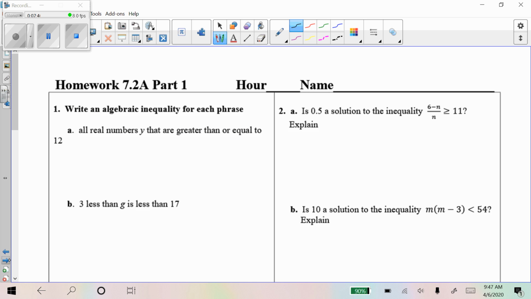All right, so here's your first homework. Go ahead and do that homework page, and then you can show me that you did it by sending me a picture of your work. All right, good luck.